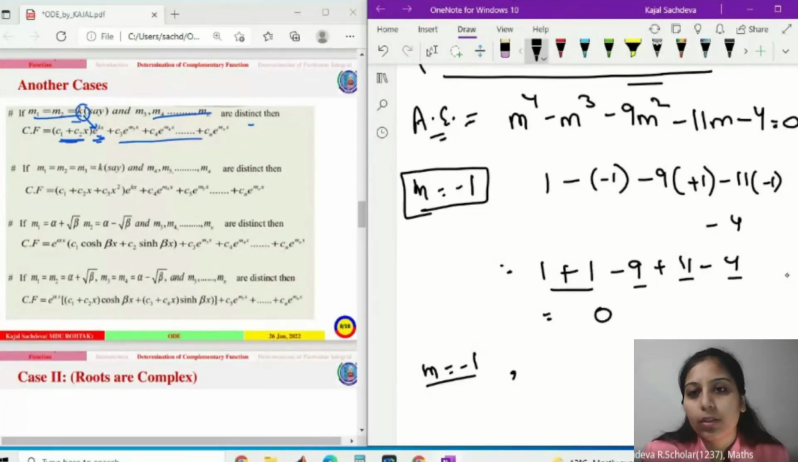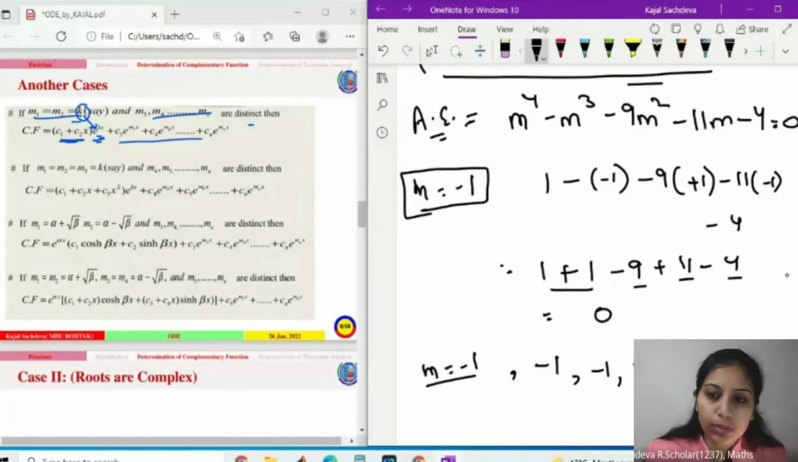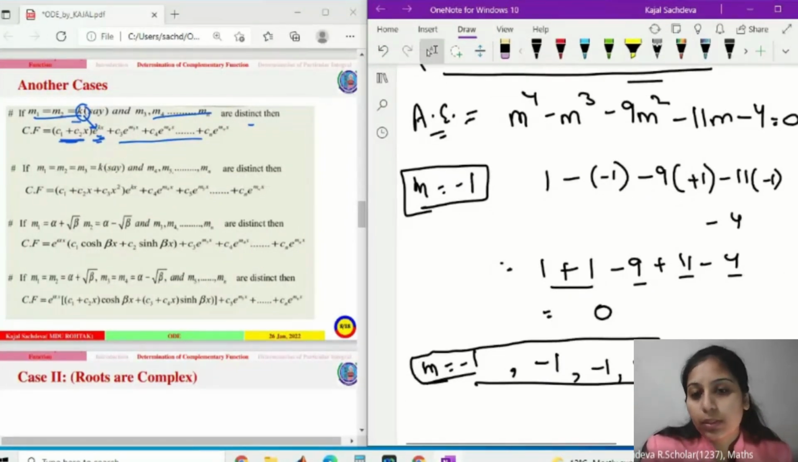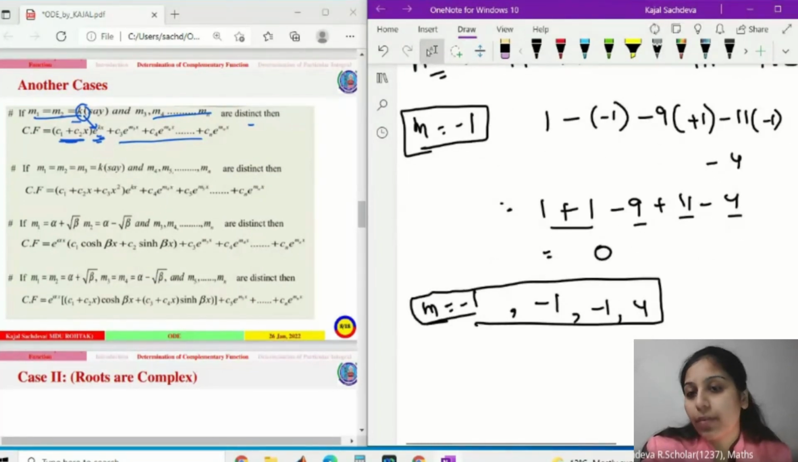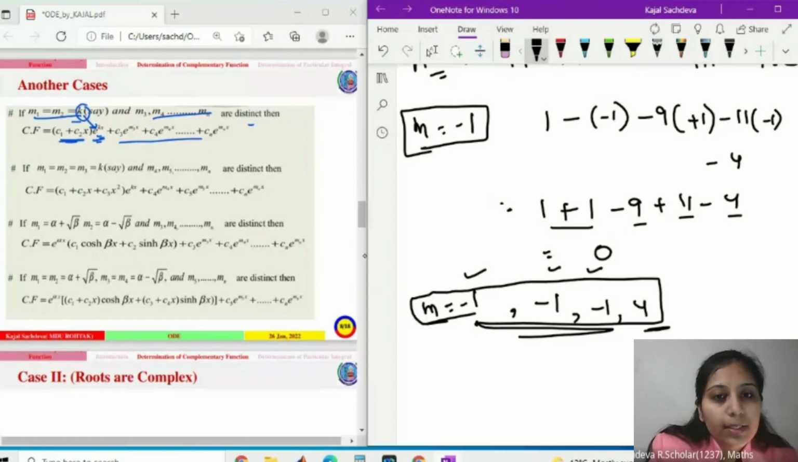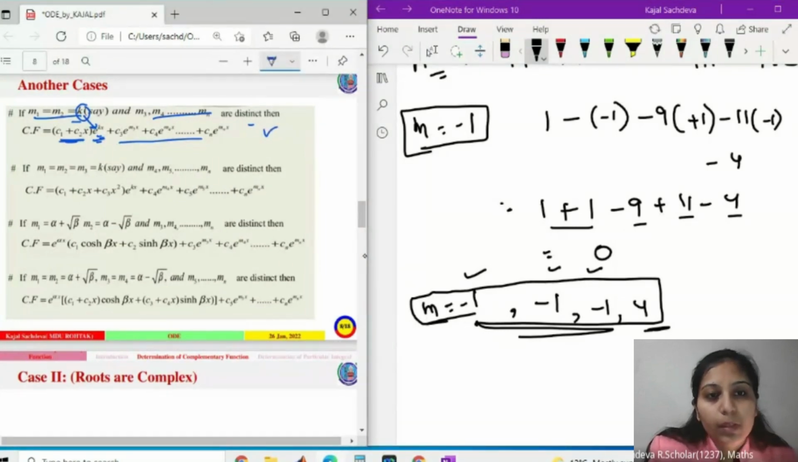Now again you can do synthetic division and find the other roots in a similar manner as we have done in the previous example. So we get its roots finally as -1, -1, -1 and 4. These are the four roots we will find here. So this is for you to find. Now we get the roots as not real and distinct, but equal. Here we have three roots as equal roots and one is different. So in this case, we can apply this formula, as we can have three roots equal.